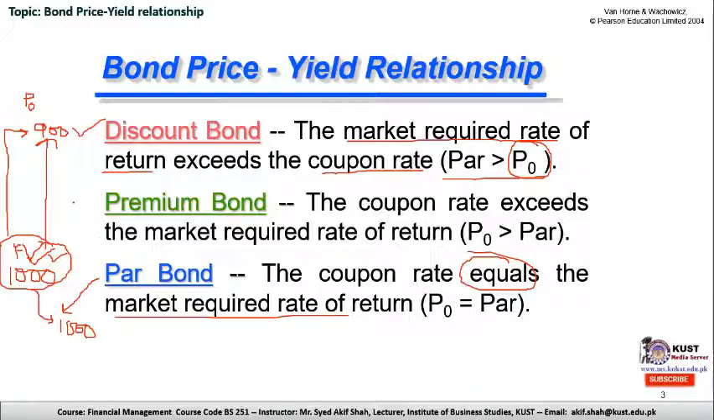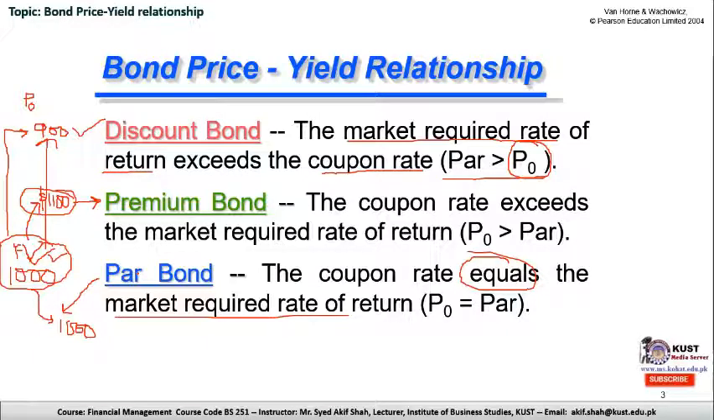Now let's come towards the premium bond. What is a premium bond? With the same face value, let's suppose $1,000, if the bond is selling at a price in excess of its par value, let's suppose at a price of $1,100, so in this case we can say that this bond is selling at a premium price.